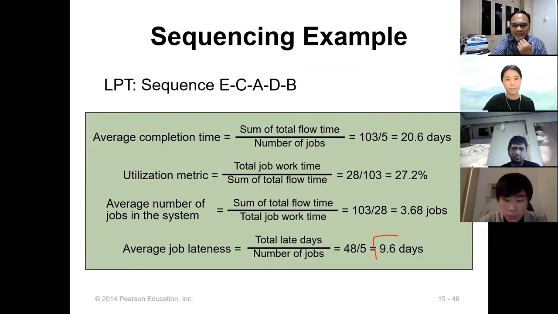The job lateness is 9.6 days, 3.68 jobs. Of course, the utilization is low, 27% only. So in your work, don't do the thing that requires the longest time first. In real life, we can practice this because you have 10 things to do in your life. Scheduling your life, do the easiest first. That's what I always advise students: do the easiest, the fastest. Easiest is the fastest, right?